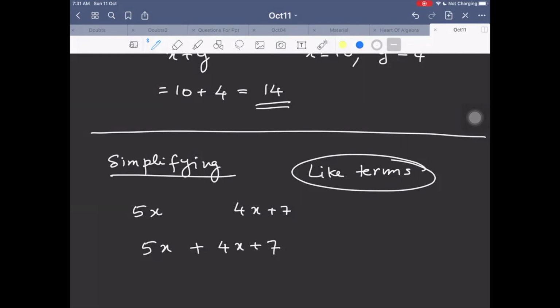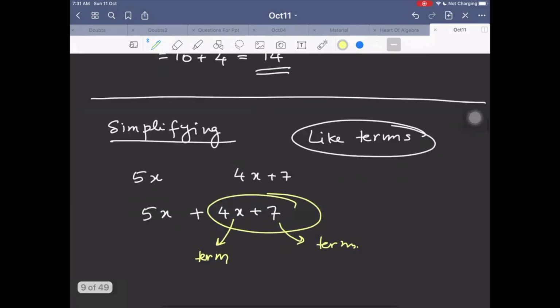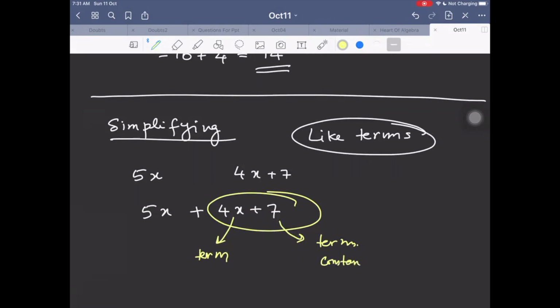Now, here you have to look at identical variable parts. In this expression, this is what we call a term. This is another term. In fact, this is called a constant term. And here, this 4 is called the coefficient of x.